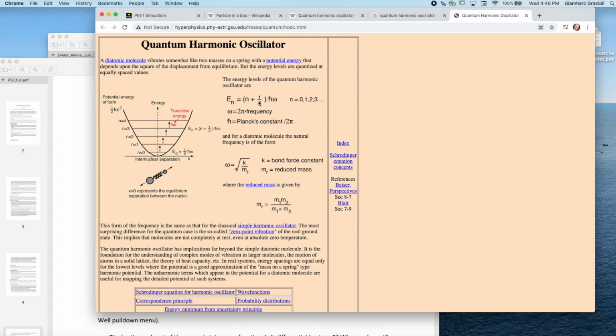This E sub n is n plus 1/2 times h bar omega. And omega here is 2 pi times the frequency. Okay, so the frequency of the harmonic oscillator. And how do we define that? Well, that's down here too. Frequency is the square root of k over m, the reduced mass.